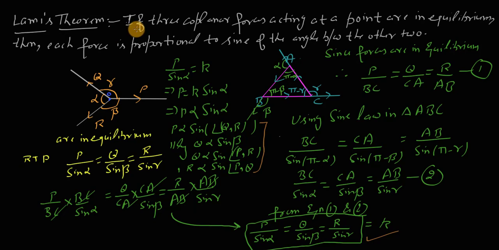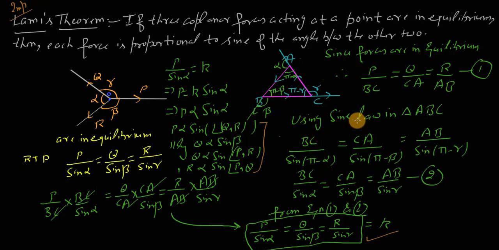Lami's theorem will be used frequently when the forces are given in equilibrium. Then we will use this result, that each force is proportional to sine of the angle between the other two. This theorem is very important from the examination point of view, and it directly comes in the examination: state and prove Lami's theorem. You will just simply say that if three coplanar forces acting at a point are in equilibrium, then each force is proportional to sine of the angle between the other two, and you will just give the proof like that.